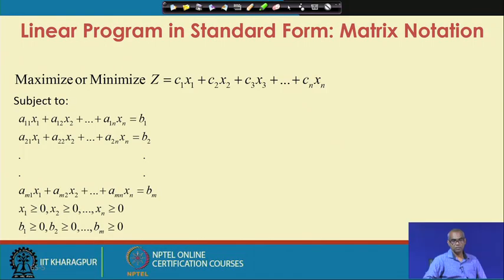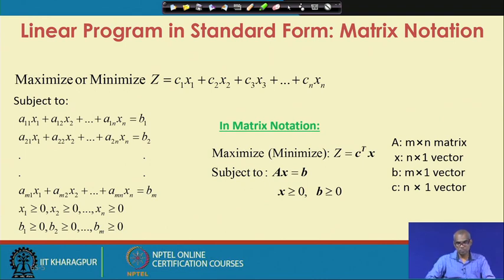So, we can represent these equations compactly using matrix notations. Note that using matrix notation, we can present the linear programming problem as maximize or minimize z equal to C transpose x. C is an n cross 1 vector, an n vector, and x is also an n vector.